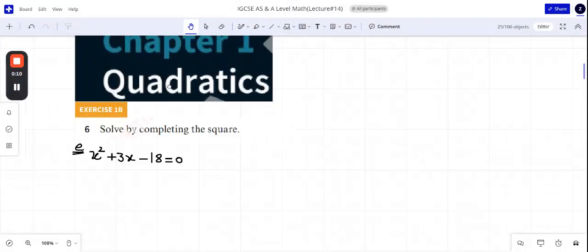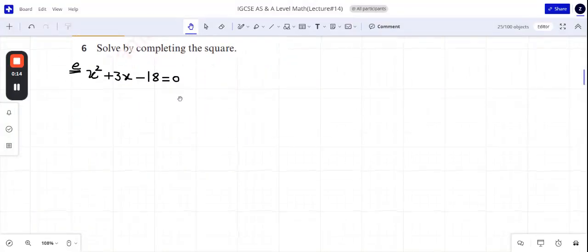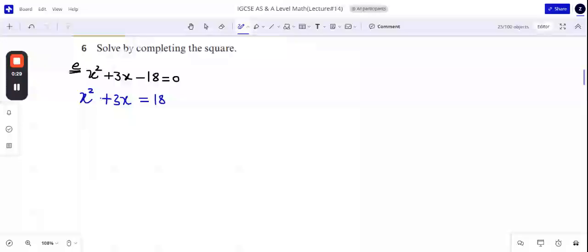Part E is x square plus 3x minus 18 equals 0. So for completing square, the first step is we have to shift the constant value on the other side of equal. So x square plus 3x would be equals to 18. Negative sign changes into positive.